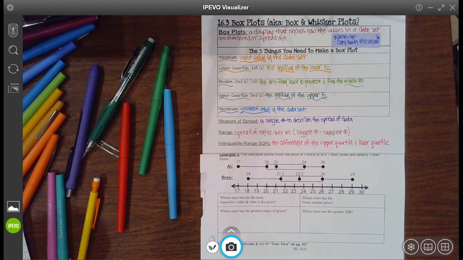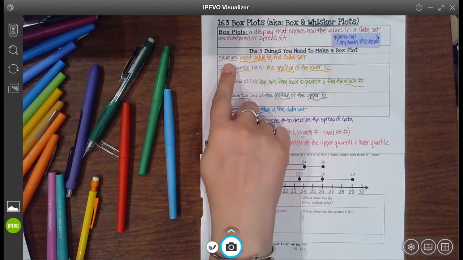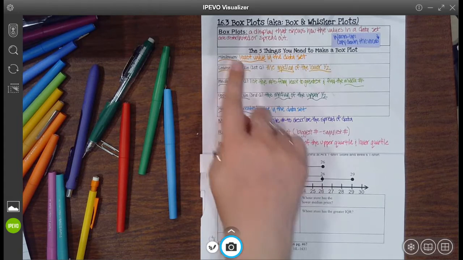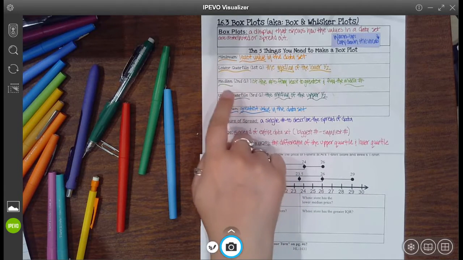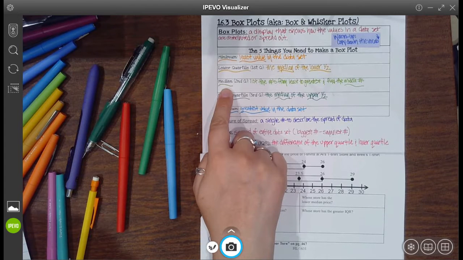There are 5 important things that you need to know in order to make a box plot: the minimum, which is the least value in the data set; the maximum, the greatest value in the data set; and the median, sometimes referred to as the second quartile, but mainly the median, which is found the same way as always. List the numbers from least to greatest and then find the middle number.